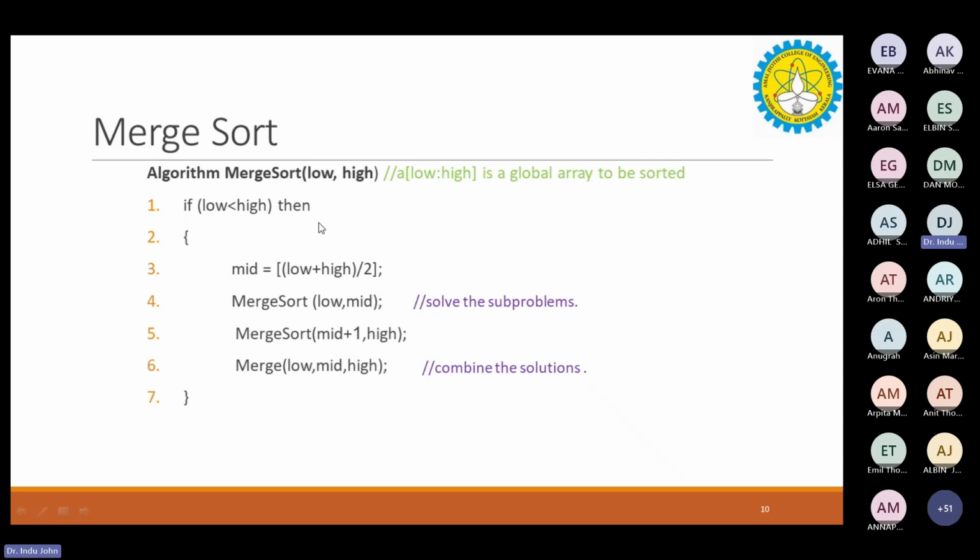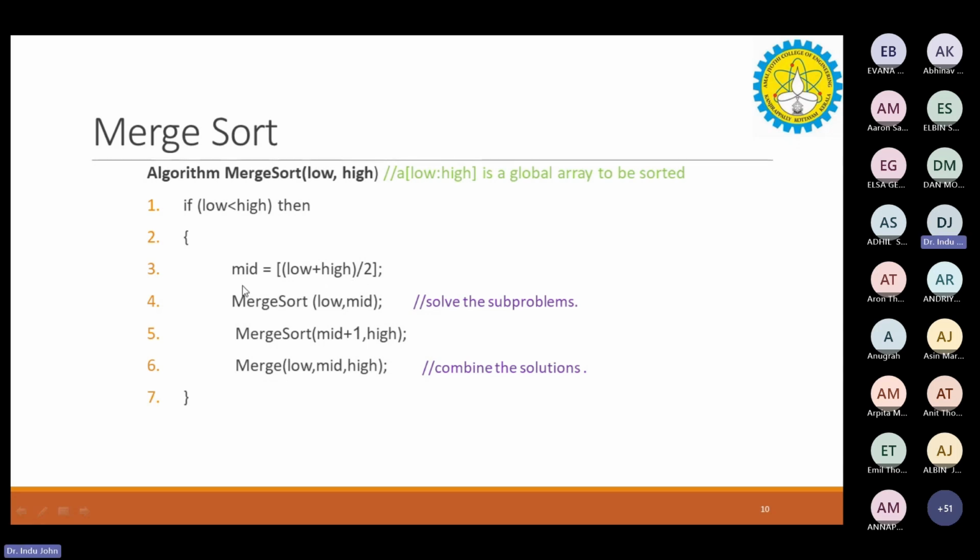So what do you do? First, you calculate the middle point as low plus high by 2. Actually this can be a floating point value, but you are taking only the integer part. If low plus high comes out to be an odd number, in that case also you will be taking the integer part of the answer of this division.